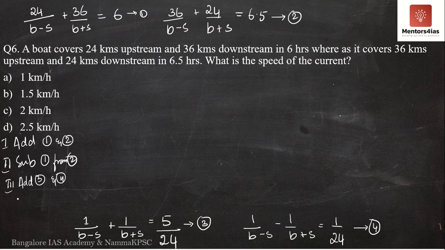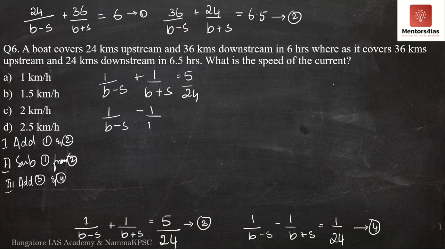Okay, so the third step is what? Adding equation number 3 and equation number 4. So when we add equation number 3 and equation number 4, what do we get? We have 1 divided by b minus s and 1 divided by b plus s is equal to 5 by 24. Here we have 1 divided by b minus s, minus 1 divided by b plus s is equal to 1 by 24. When we add, what do we get?